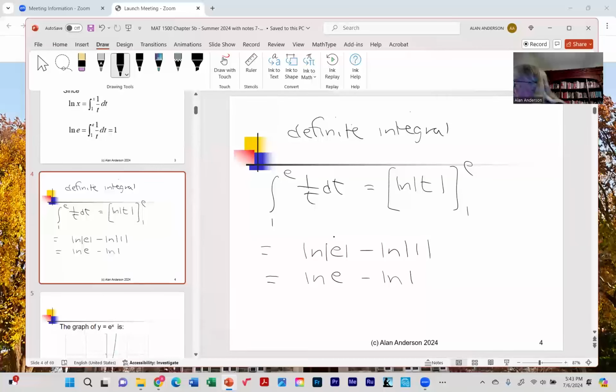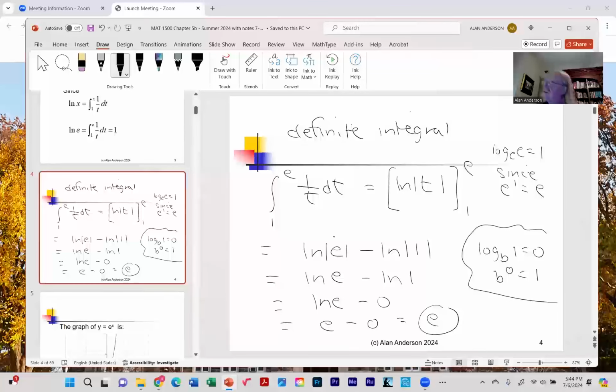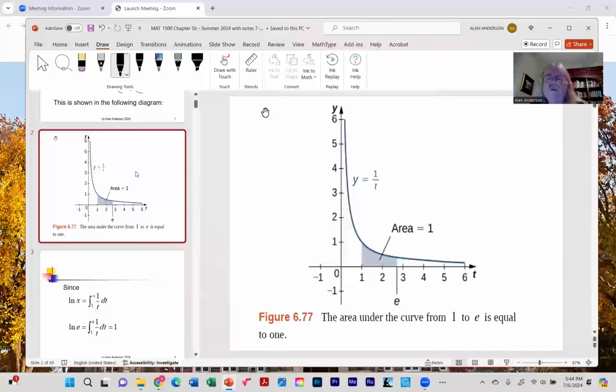And if you recall, the log, no matter what the base is, of 1 equals 0, since b to the 0 equals 1. So that means we have log e minus 0. But of course, log e itself, as we just showed, is 1, since e to the first power equals e. So you just end up with 1 minus 0 equals 1. Okay, so that's our proof that the area under this curve from 1 to e is 1.